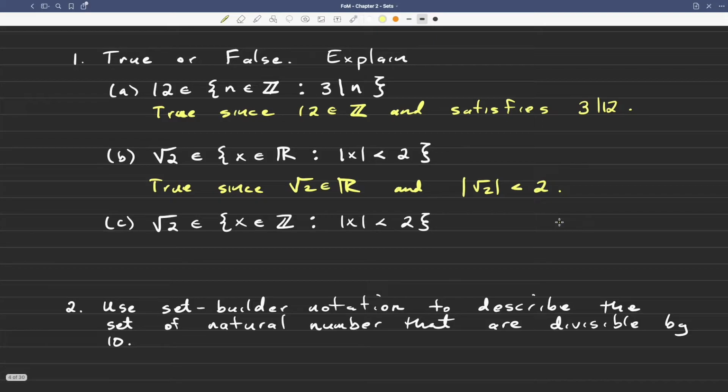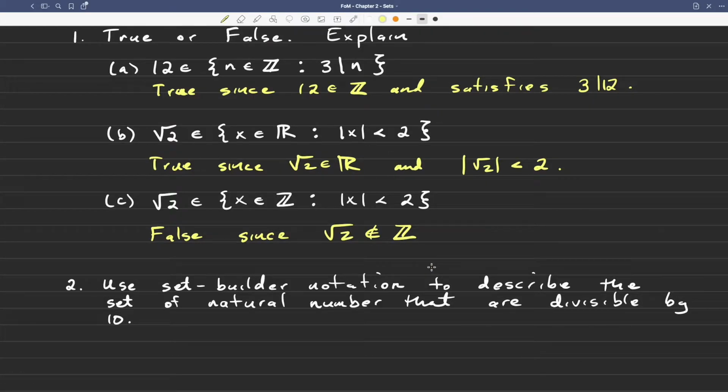How about part C? Well, part C is false because square root of 2 is not in the correct universe there. We're looking at integers. X is an integer. It does satisfy the membership condition, okay, just like it did in part B, but it's from the wrong universe, so false, since square root of 2 is not an integer.